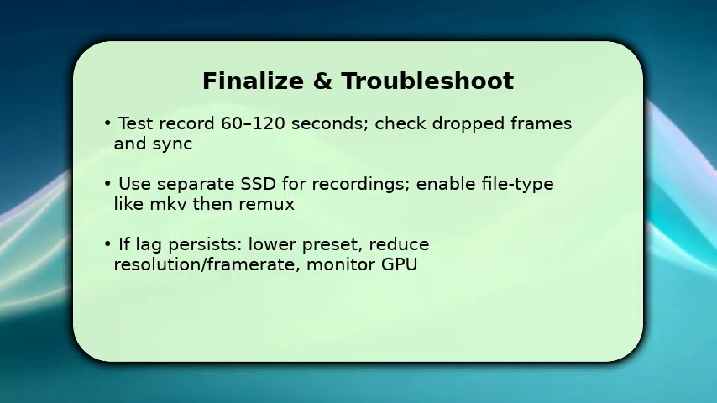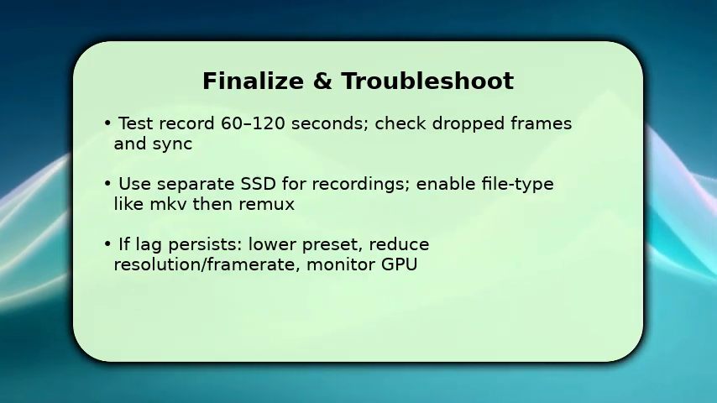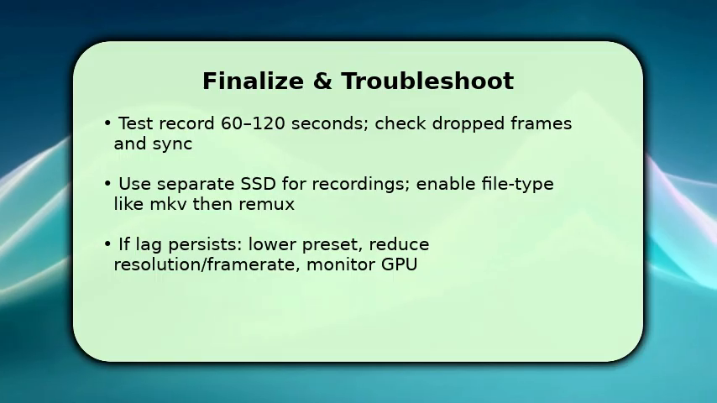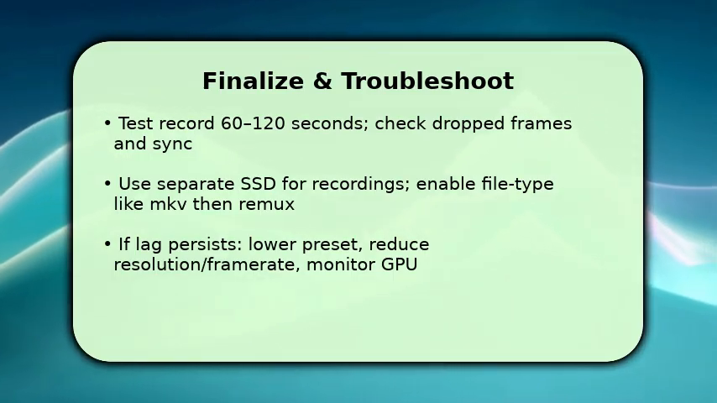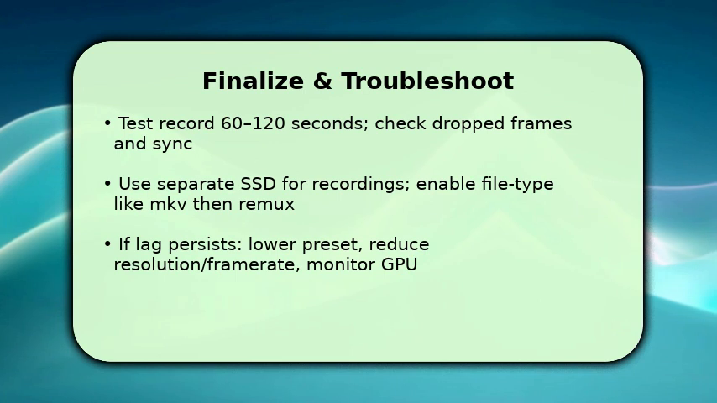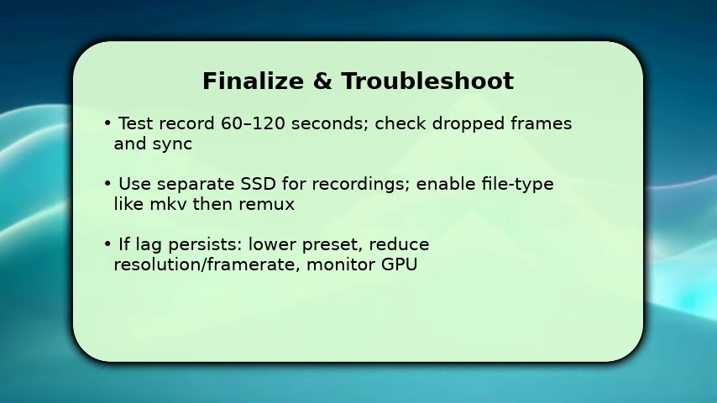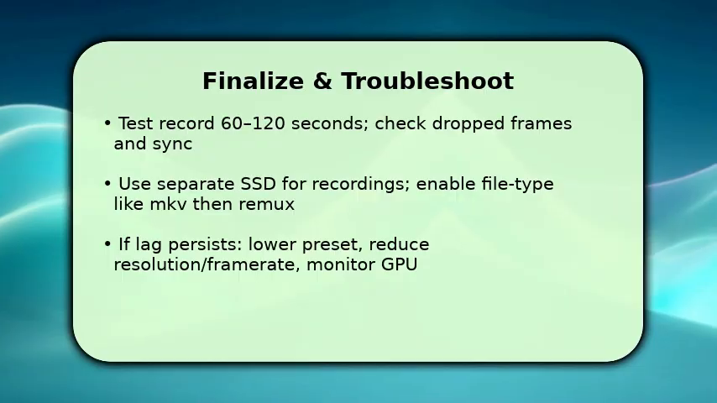Lower the encoder preset, drop resolution or frame rate, or reduce bitrate. A key troubleshooting tip: watch GPU and encoder utilization. If NVENC is saturated, switch to a lower preset or reduce workload so frames stop queuing and lag disappears.